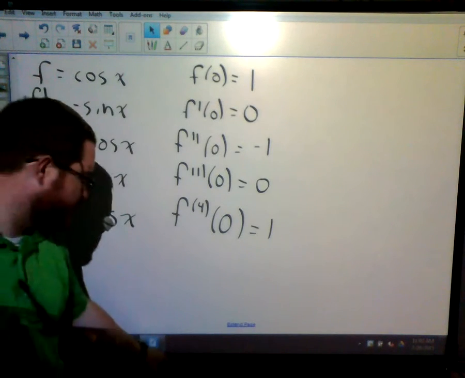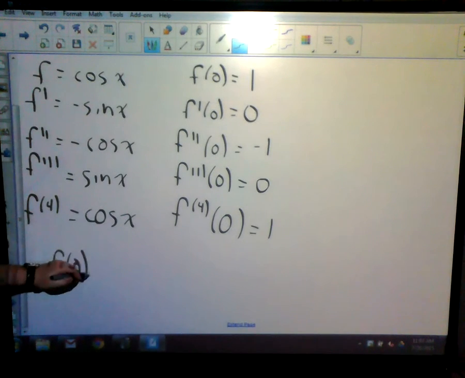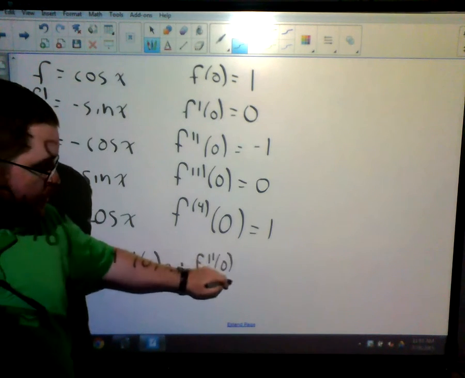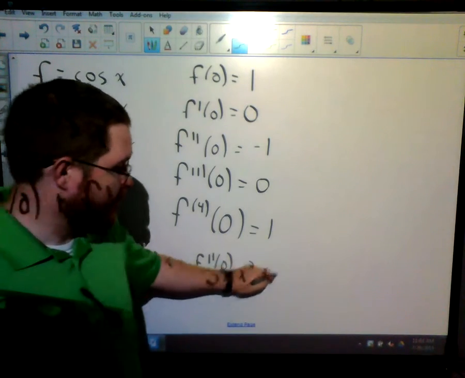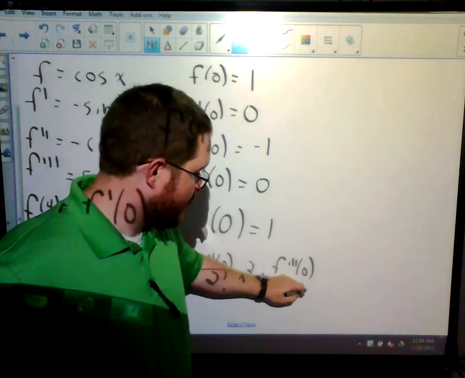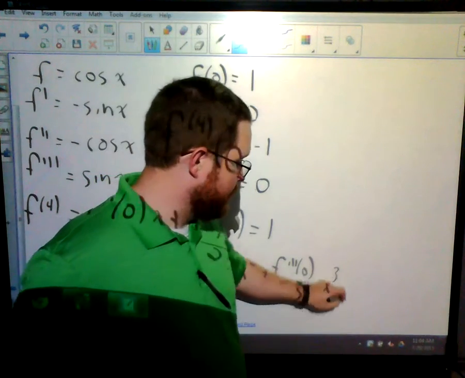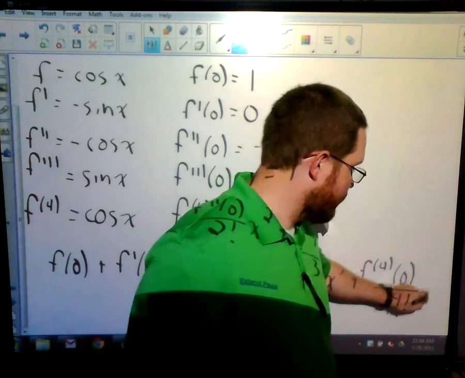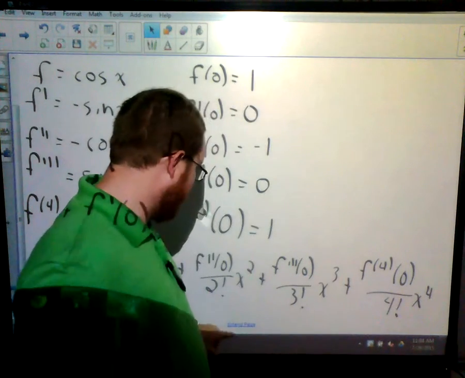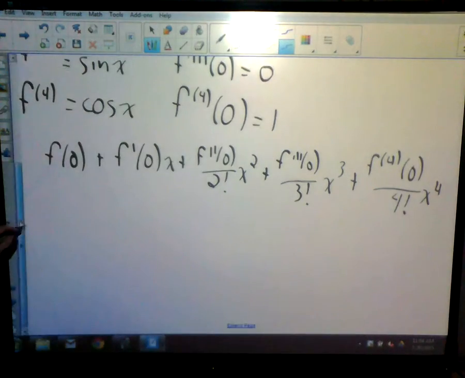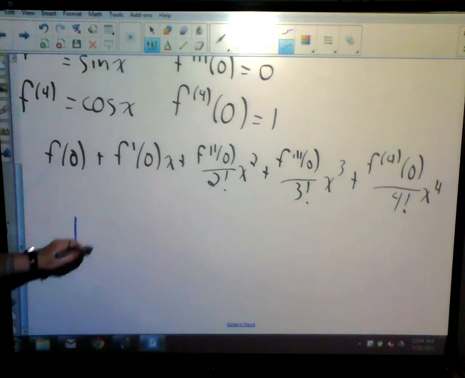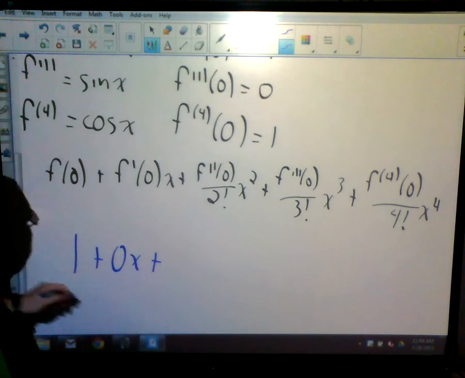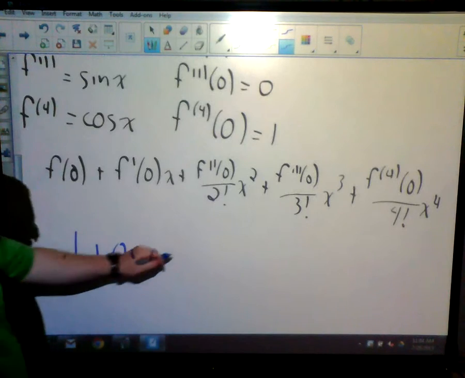Now the formula says to do f of 0 plus f prime of 0 x plus f double prime of 0 over 2 factorial x squared plus f triple prime of 0 over 3 factorial x cubed plus f4 prime of 0 over 4 factorial x to the fourth. Just plug in what you know. What's f of 0? 1. What's f prime of 0? 0. What's f double prime of 0? Negative 1.